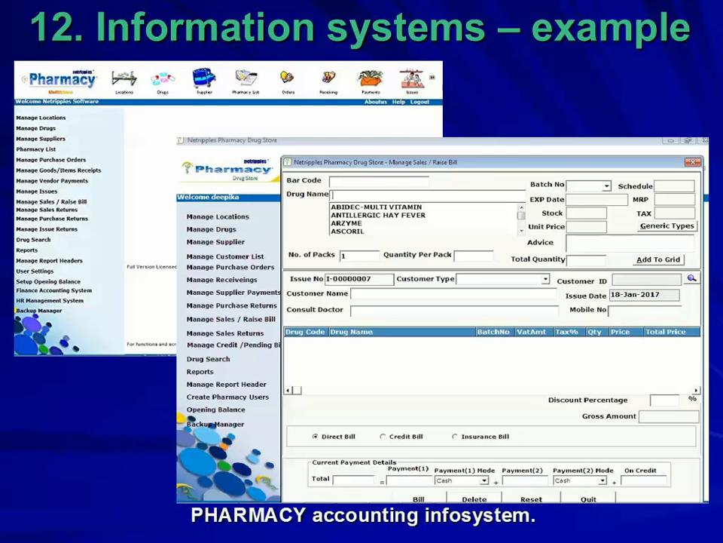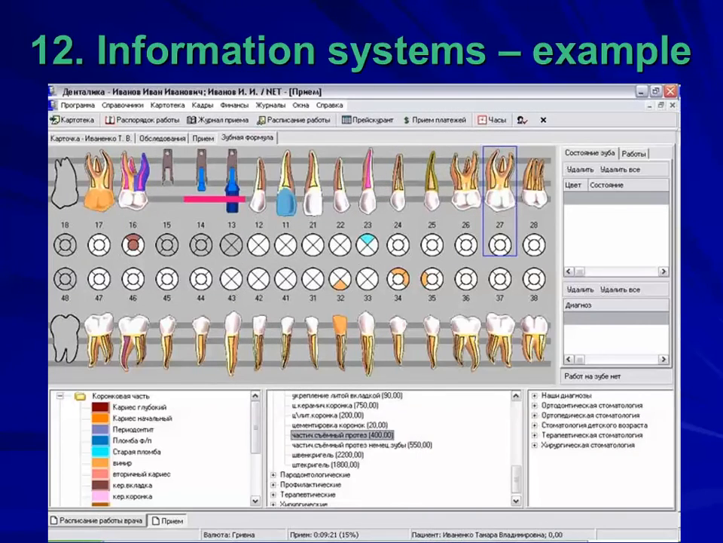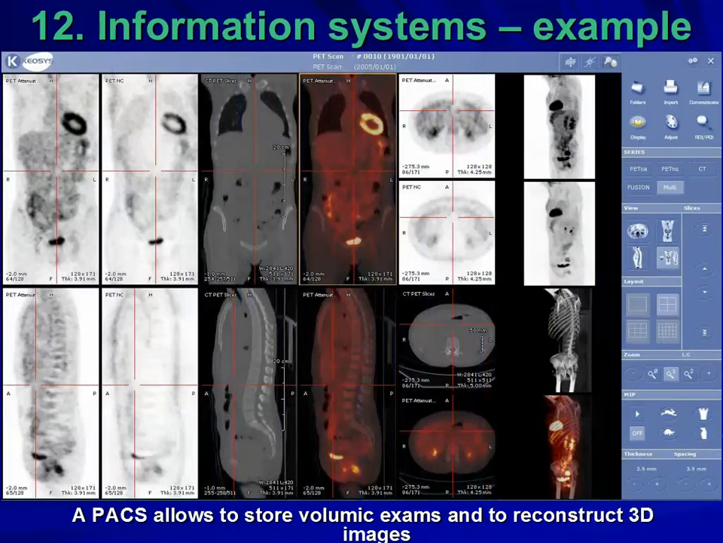A system for pharmacy, for drug information and medicine. Okay, an integrated system which now combines together patient data, his medical image, even some analytical skills with prediction. So here the red line is the predicted trend. A system for dentistry, or PACS, used to manage medical images.